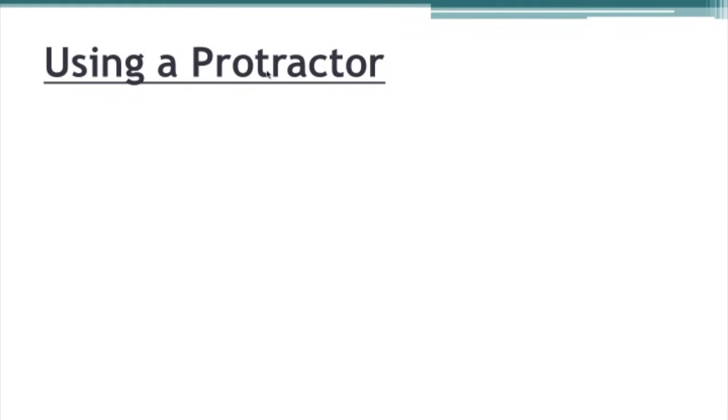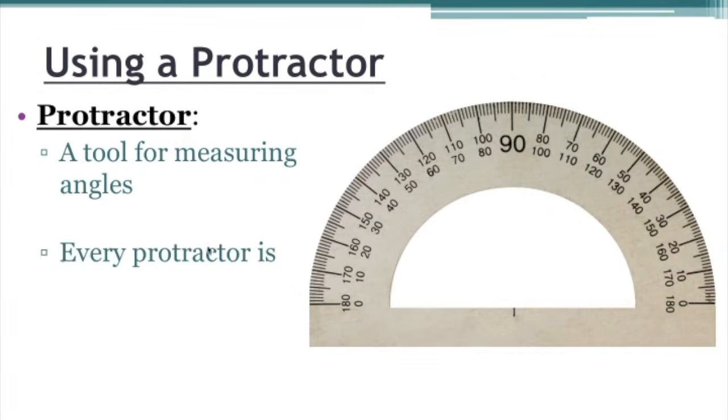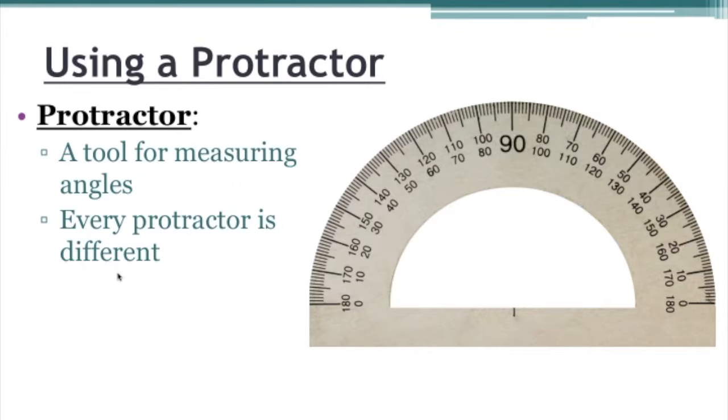So, using a protractor. What exactly is a protractor? A protractor is just a tool that is used for measuring angles. It looks like this. Now, every protractor is a little bit different. I'm sure you may have seen it where it's a clear plastic where you can see through it. Some people may have seen it in a light purple. I know I've seen tons of different colors, but for the most part, it looks like this.